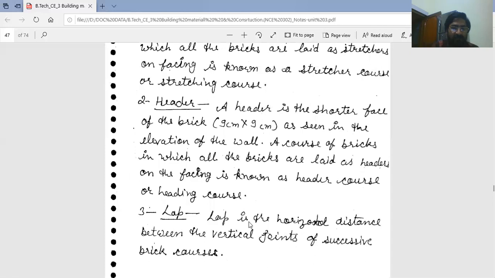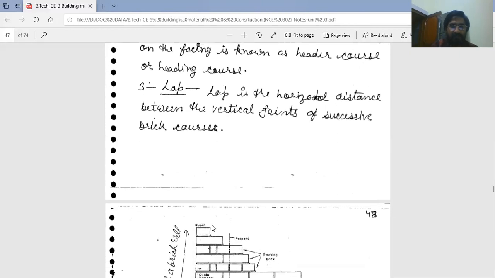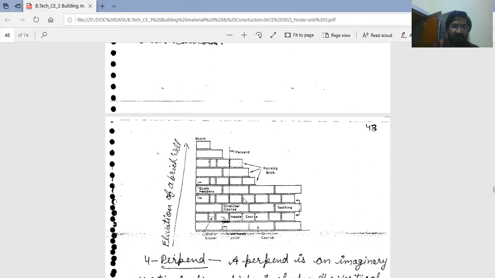Third is lap. Lap is the horizontal distance between the vertical joints of successive brick courses. Brick course means brick layer. This is the elevation of wall. This is the longer face of the brick. This is stretcher. This is shorter face of brick. This is header.